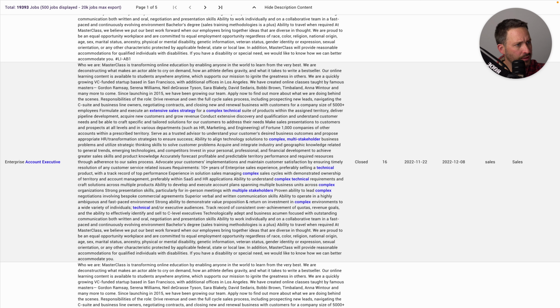Predictable territory in various departments. So various departments is really interesting because that means that you have to understand different buyer personas. And let's actually use the word buyer persona. That's a really good one. 10 plus years. We've seen this 10 plus year thing. Let's throw that in the mix.